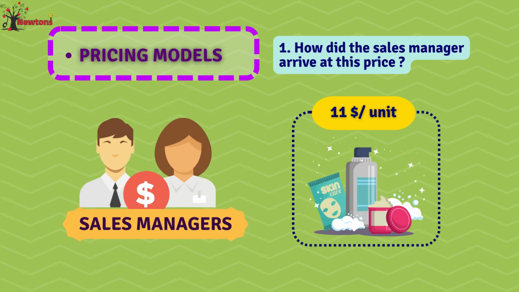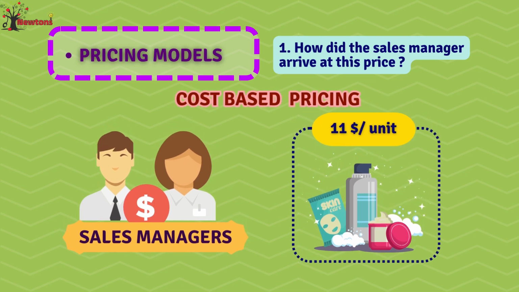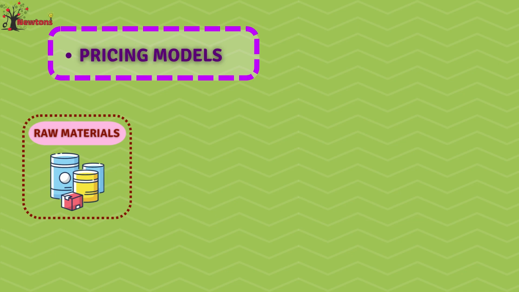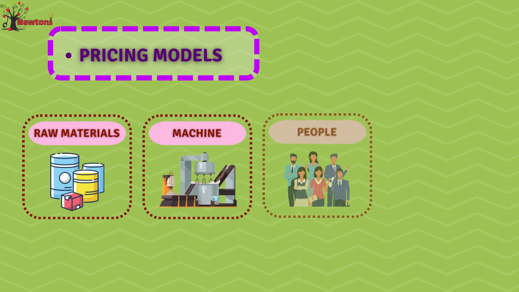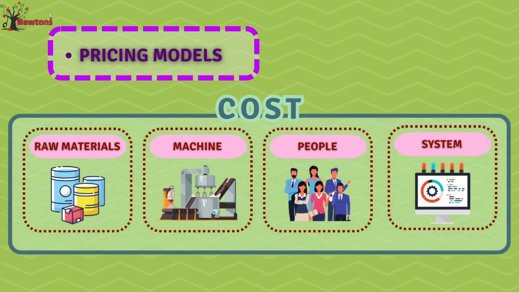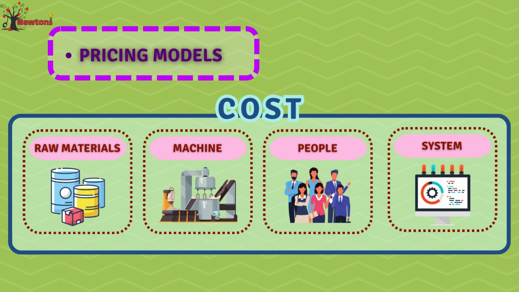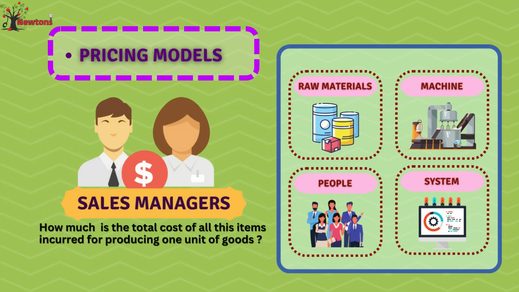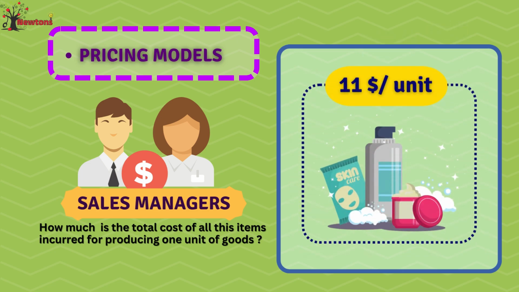One of the simplest and most common models is cost-based pricing. For manufacturing a good, we need raw materials, right? Apart from the raw materials, there are machines, people, and systems in place in an organization. And all these have costs. The sales manager will calculate the total cost for producing one unit, let's say $10, and then add some profit, maybe a dollar, and finally quotes $11 per unit.